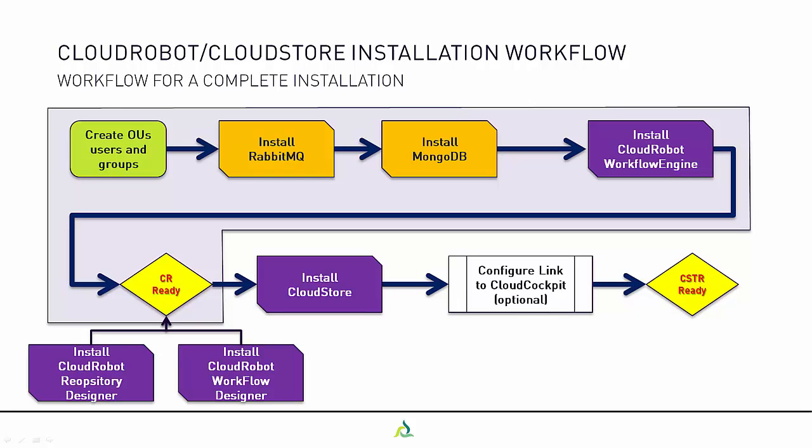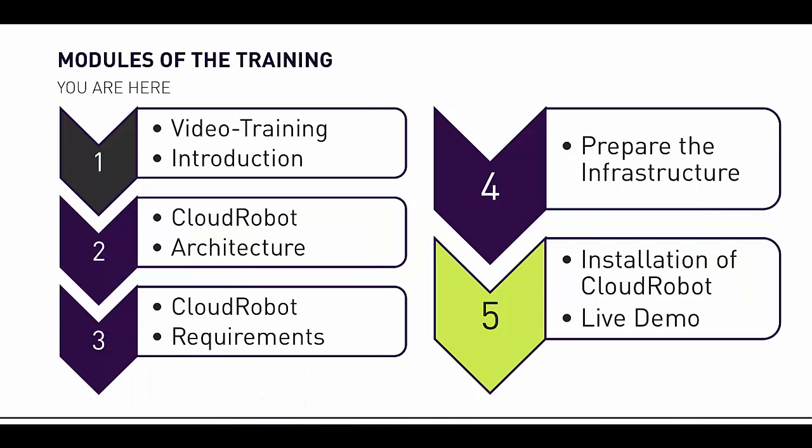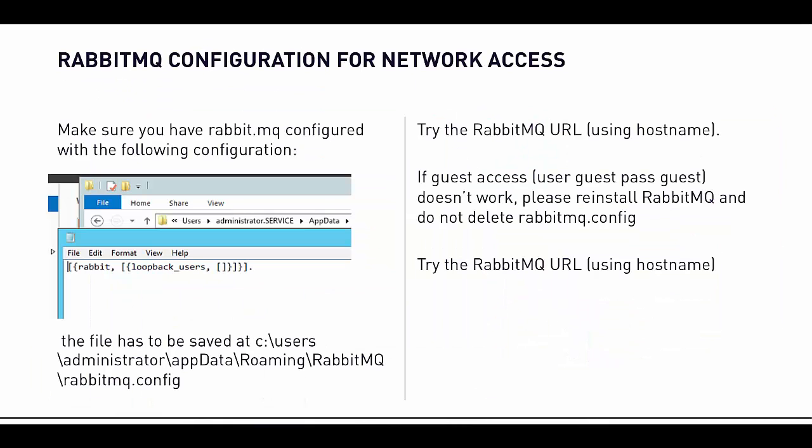Now we will do the actual installation of CloudRobot, following all of these steps. But I want to remind you of one thing. If you're installing on two different servers, where RabbitMQ is in one place and Store is in a different place, you need to make sure that you have the rabbitmq.config configured properly. This is a screenshot that shows the location and the content of this particular file.